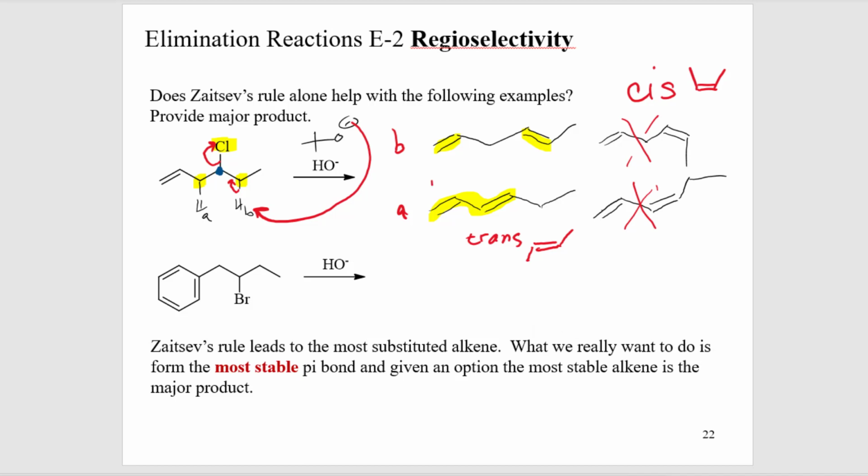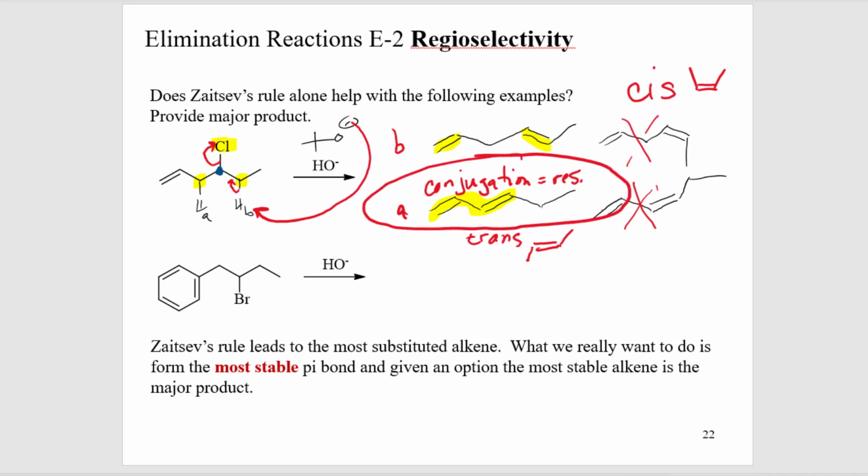So due to conjugation or resonance, conjugation just means pi bonds can talk. It's the same as resonance. These electrons can move freely across a larger number of atoms. This is going to be the major product. So despite having a secondary versus a secondary, the pi bond next door helps to form a more stable product, leading to one major product.